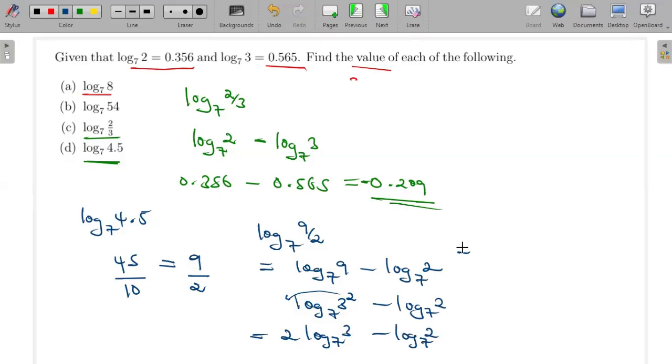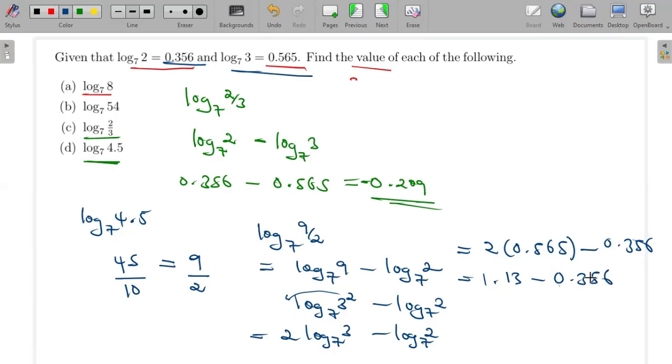Now I just replace. So this is going to be equal to 2 multiplied by 0.565, and then minus the other side, which is 0.356. So 2 multiplied by 0.565 gives me 1.13, minus 0.356. When I subtract 0.356, this is going to be equal to 0.774, and like that I have found the value of these logarithms.